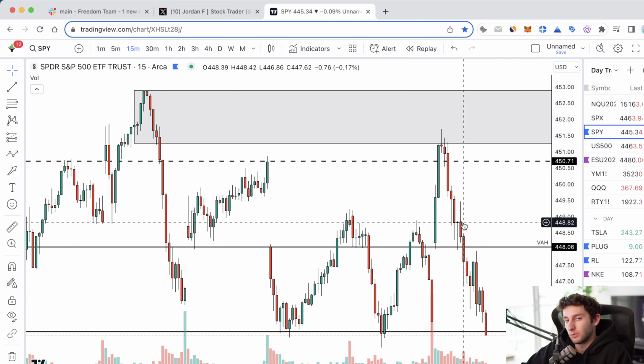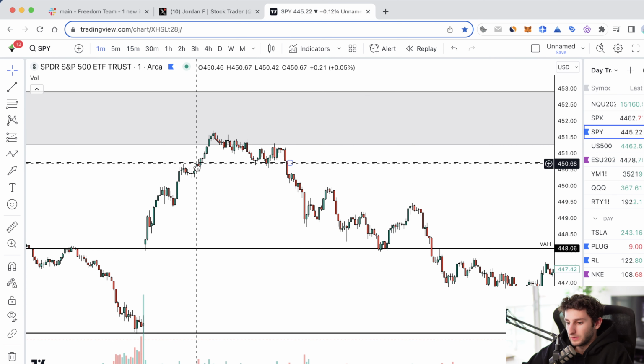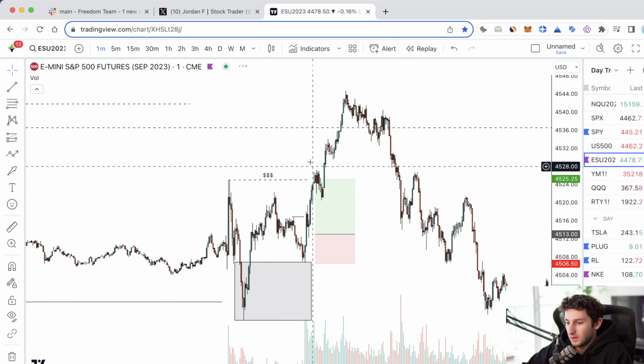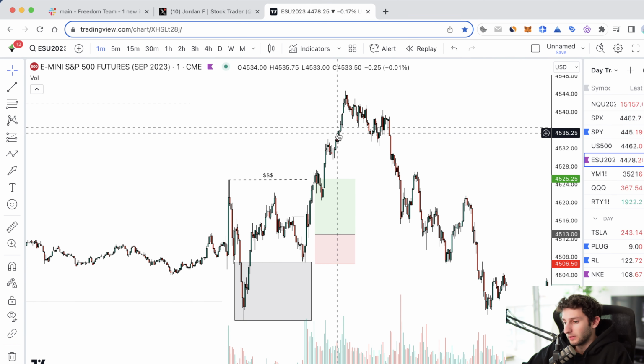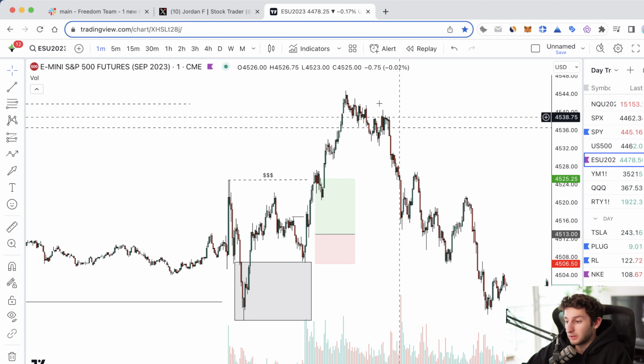I didn't end up getting short, although that would have been a very good trade. I was already done for the day, made my money, took profits. But yeah, I took my last final profit out right here at this 450.71, which on ES is, again, right around here, right before that liquidity is about to be taken. Okay, so that was a trade that I did in SPX.